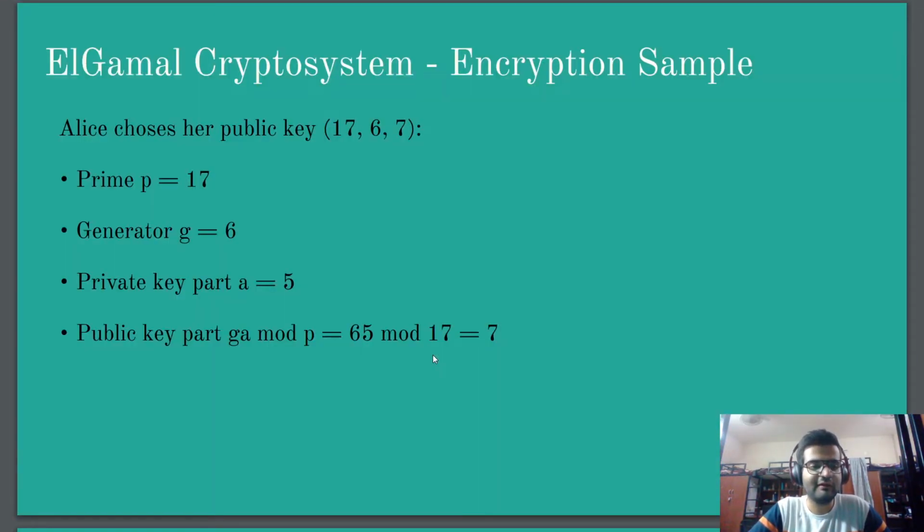Now let's take a quick example using numbers. Let's say we are on the encryption example. Alice chooses her public key, let's say 17, 6, and 7, where P equals 17, generator G is 6, and private key A is 5. The public key part G^A mod P will be equal to 6^5 mod 17, which is equal to 7. So we can see that the public key contains 7, 6, and 17, and the private key is 5.